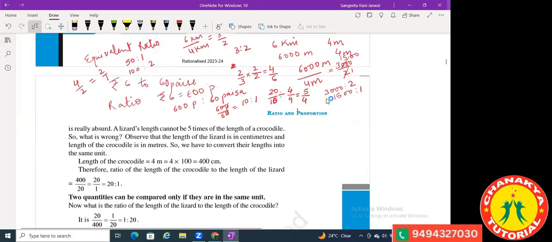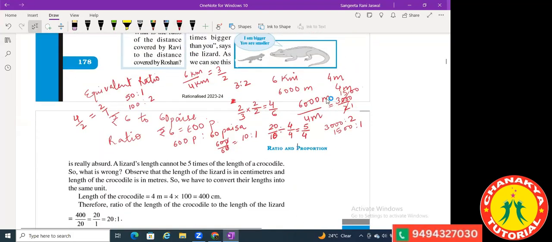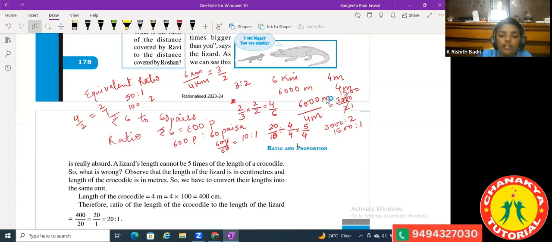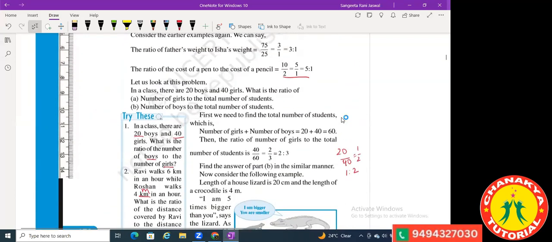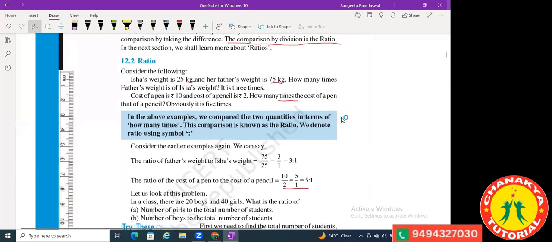Are you understanding? Yes, ma'am. You must have done this earlier when you have done this chapter. This is just a revision. Okay, we are just doing the revision since you have already completed the chapter.